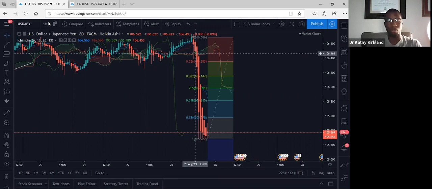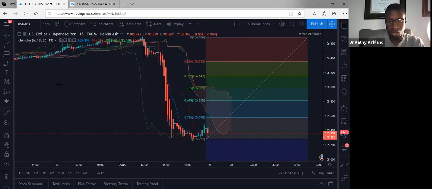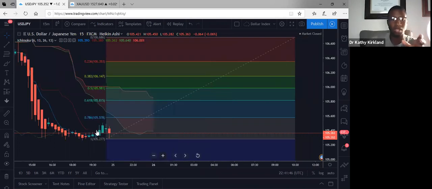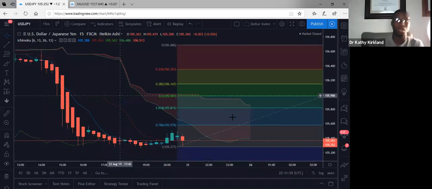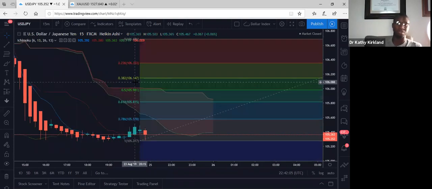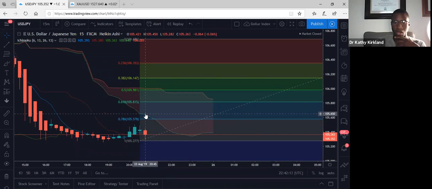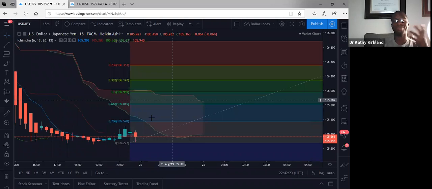So let's look back at the 15-minute and engage in this further. Are y'all familiar with the TK cross? If the red line crosses above the blue, or the blue line crosses above the red, the cloud is thick. It is smooth right here. And then I can see this retracing back to its normal pattern.